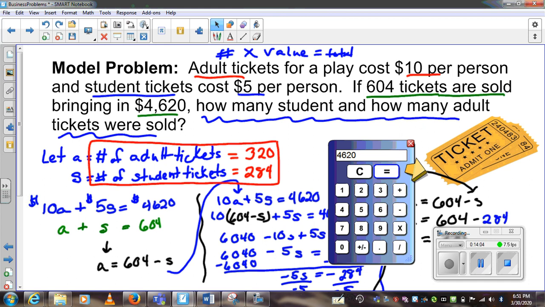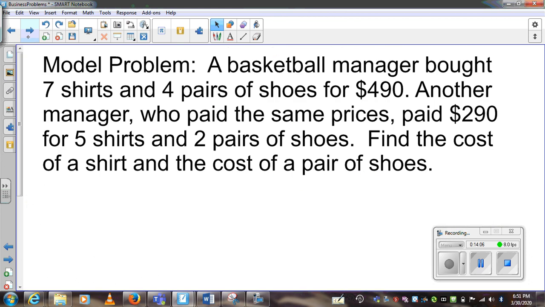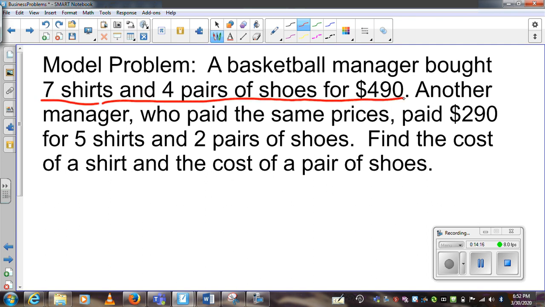Let's set up one more problem just to make sure you have this. We're not going to solve the whole thing. We're just going to set it up. Okay, a basketball manager bought 7 shirts and 4 pairs of shoes for $490. Another manager who paid the same prices paid $290 for 5 shirts and 2 pairs of shoes. Your question is finding the cost of a shirt and the cost of a pair of shoes.